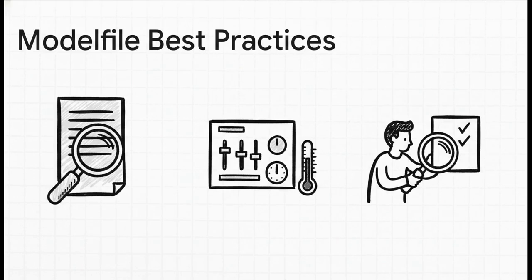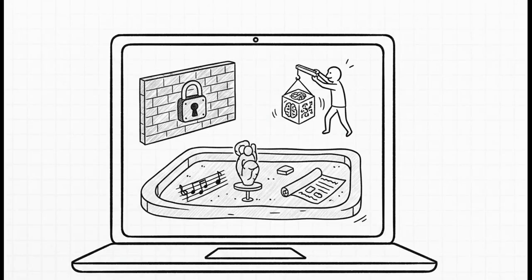So as you start playing around with this, just keep a few little tips in mind. Be super clear and descriptive in that system prompt. Tell it exactly who it should be. It's also a good idea to set other parameters, like the creativity level, so you get consistent results. And of course, test your creation. See how it responds.